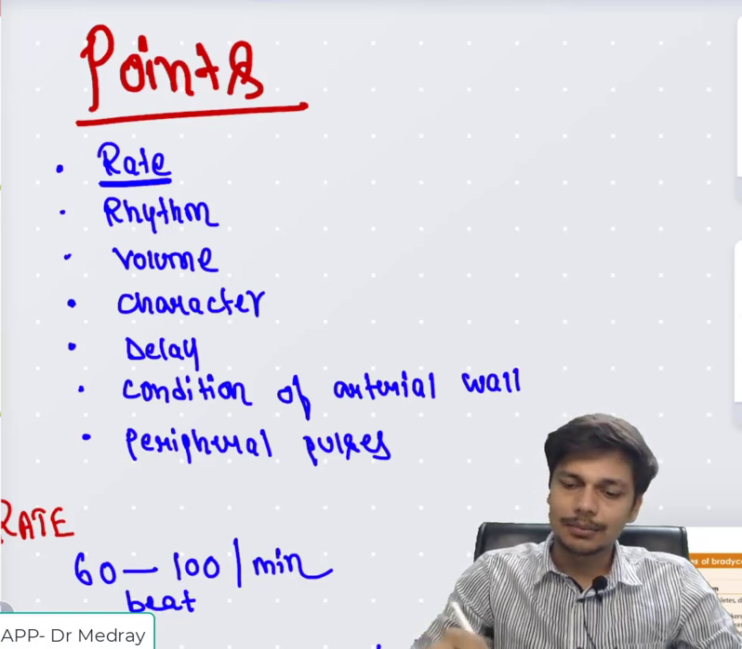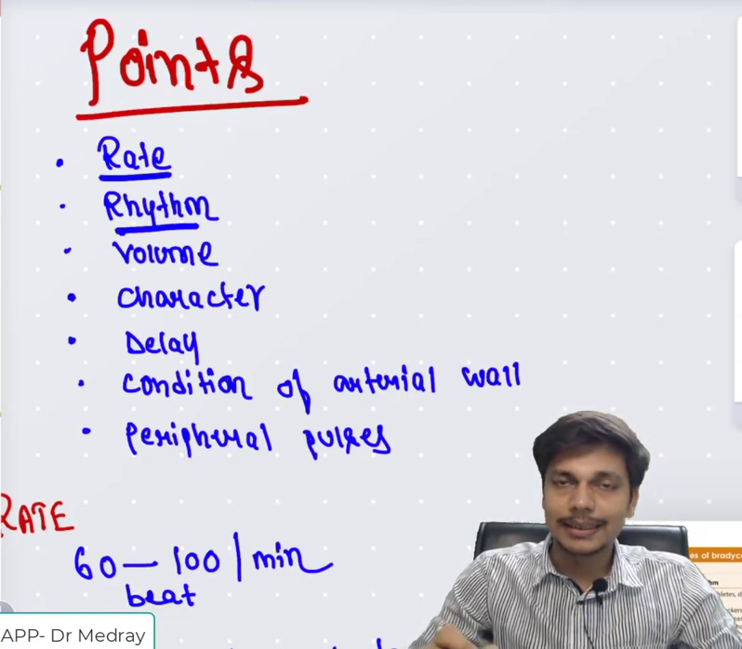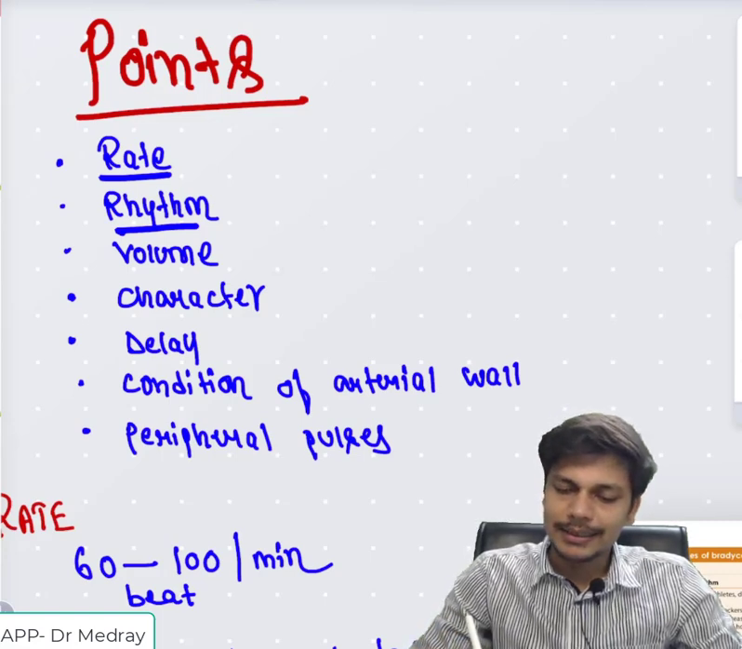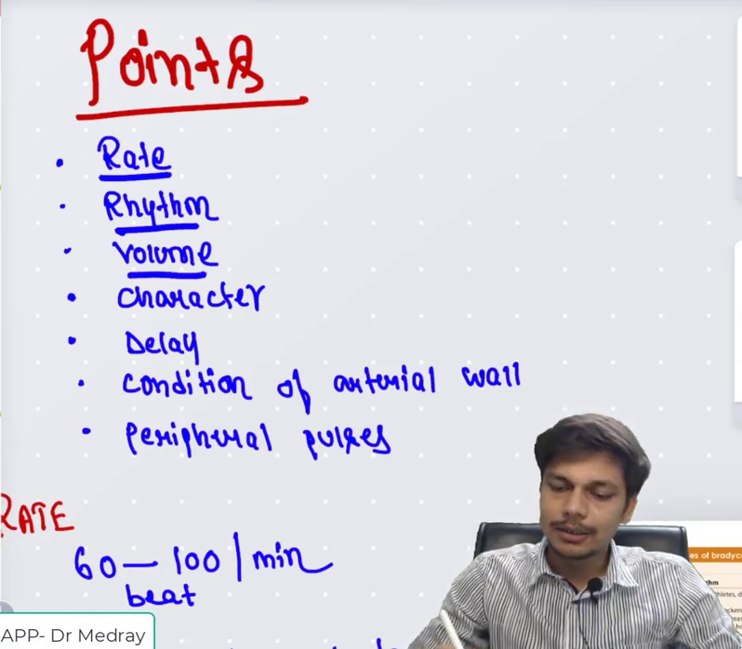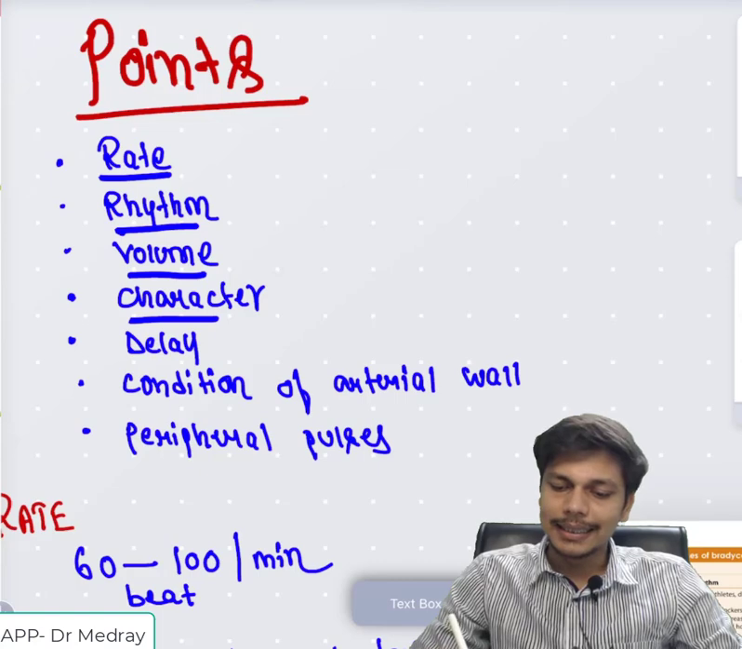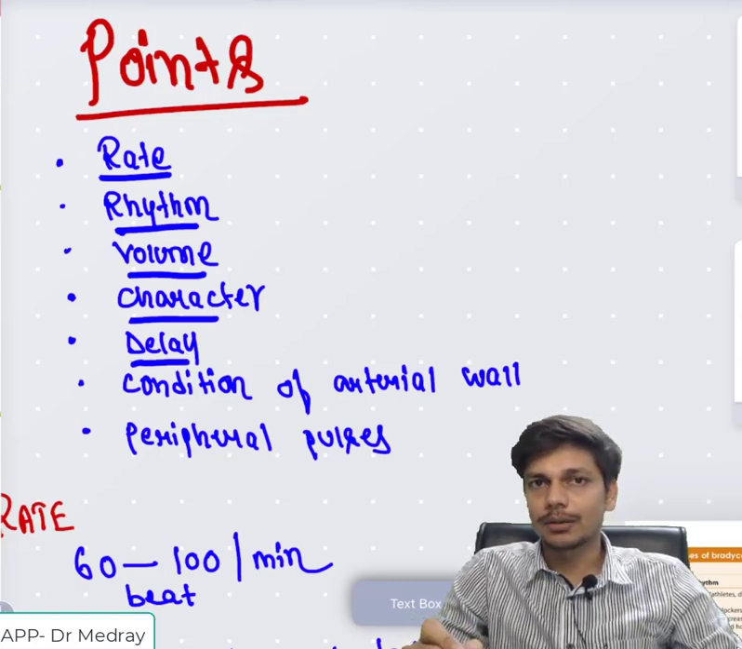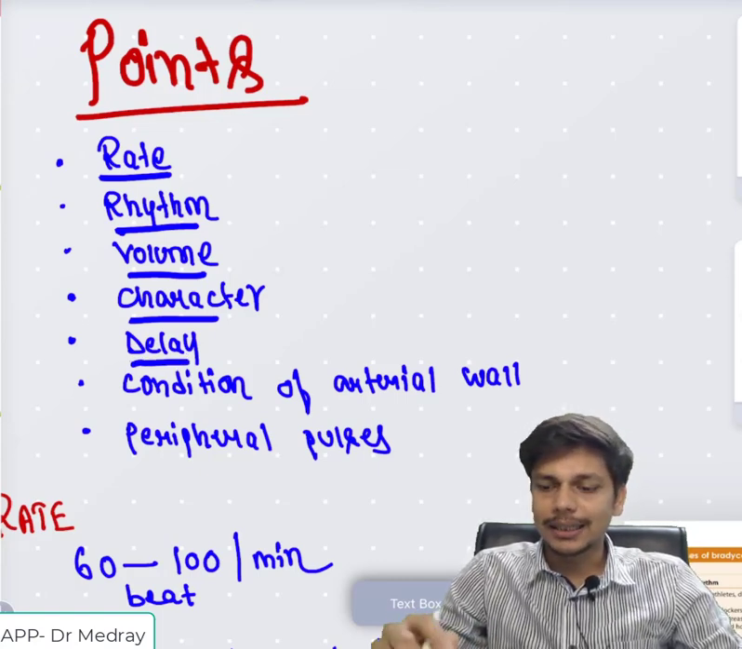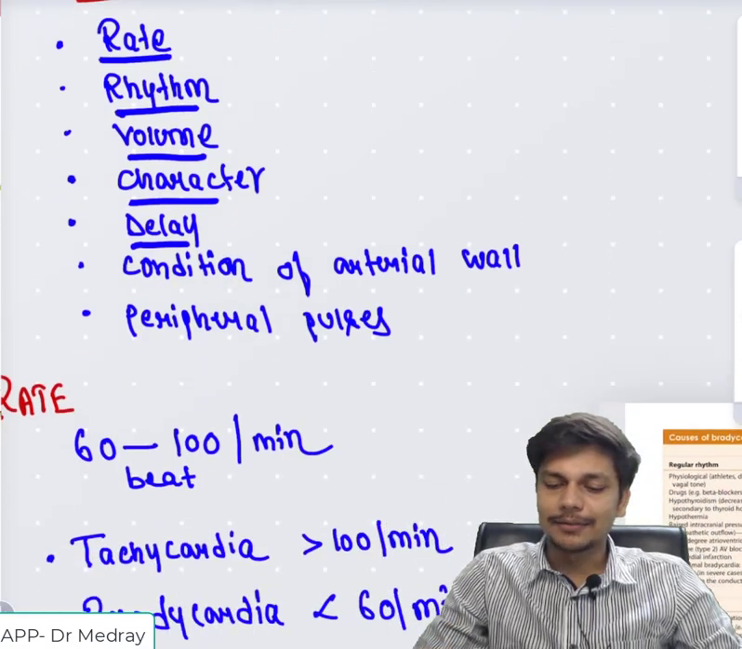Then we look for the rhythm, the volume of the pulse. We will discuss everything in great detail. We look for the character of the pulse. There can be varying characters of the pulse, which we will discuss. Then the delay, if there is any delay, and we will discuss the condition of the arterial wall and the peripheral pulses.